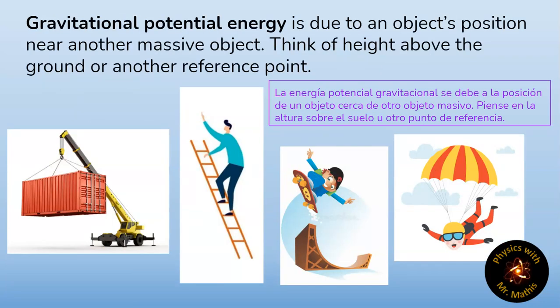The other kind of energy we're looking at today is gravitational potential energy. That's energy that an object has due to its position near a massive object, such as the Earth. You can think of gravitational potential energy as being related to the height of an object above the ground or above some other reference point. Anytime something is up high, it has potential energy.